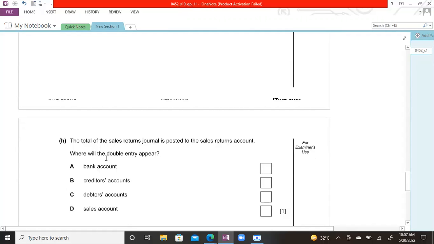Next is: the total of the sales returns journal is posted to the sales returns account. So where will the double entry appear? Sales returns journal: make the entry first. What is the entry for the sales returns? Sales returns is debit and accounts receivable is credit, because the sales returns journal records all credit sales returns. It is posted to the sales returns account. Now the double entry will complete, as I said, in accounts receivable, which is a debtors account.